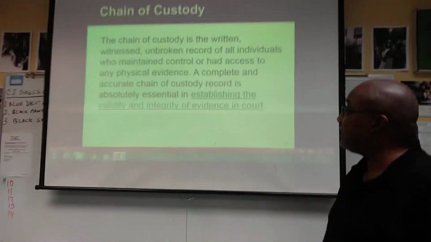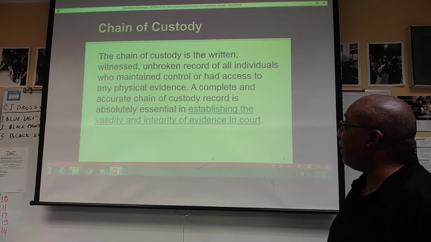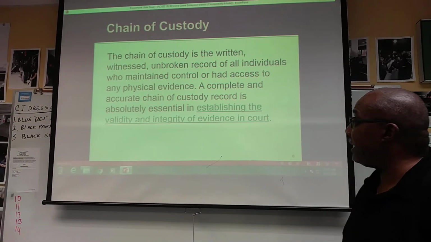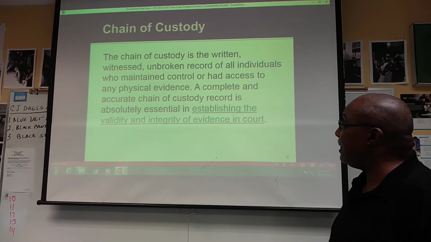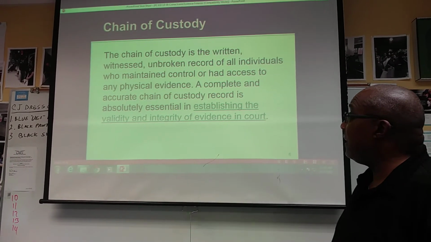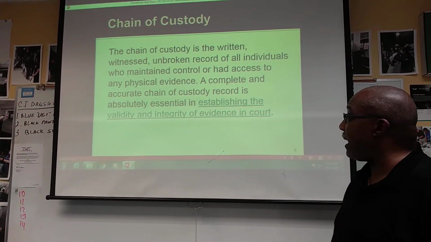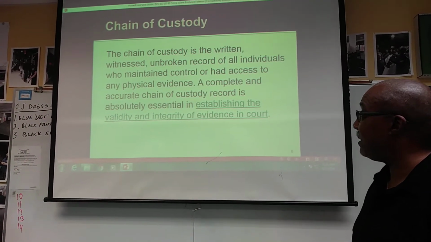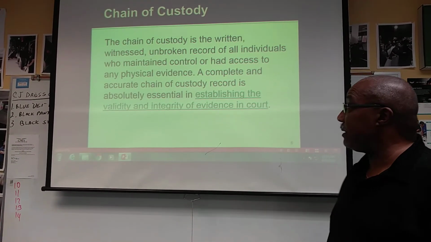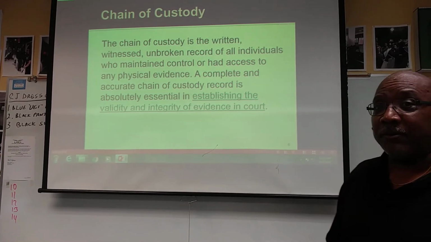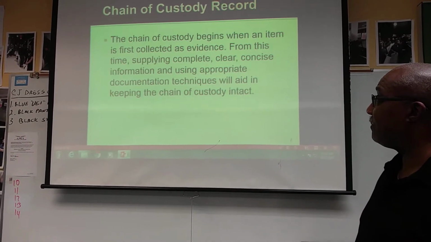The chain of custody is the written, witnessed, unbroken record of all individuals who maintained control or had access to any physical evidence. A complete and accurate chain of custody record is absolutely essential in the establishment of the validity and integrity of evidence in court. So it's very important, folks, that we document who handles the evidence at the crime scene.